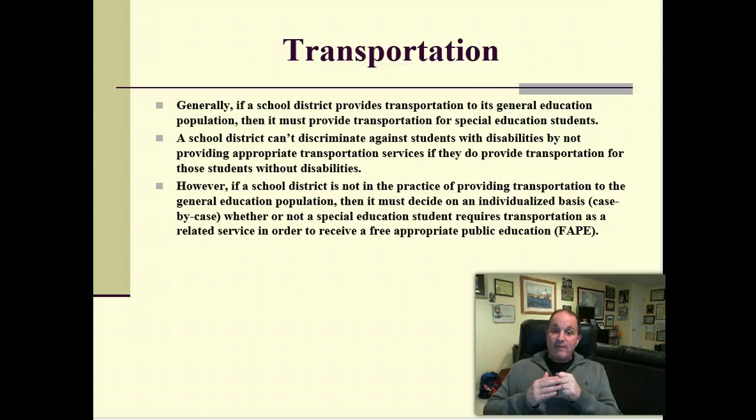So when you have a school district that doesn't normally provide transportation to its general education students, then we look at the student with the disability on a case-by-case basis to determine whether or not the disability warrants transportation as a related service. This ends the first lecture on related services.